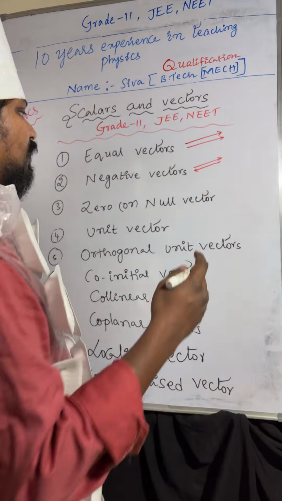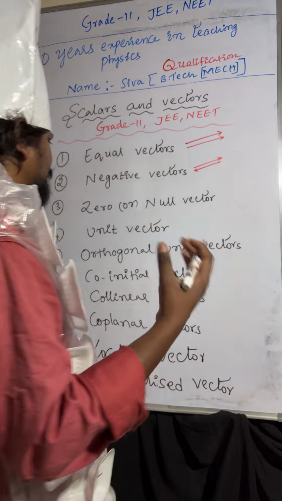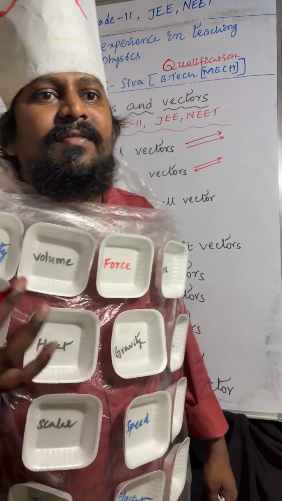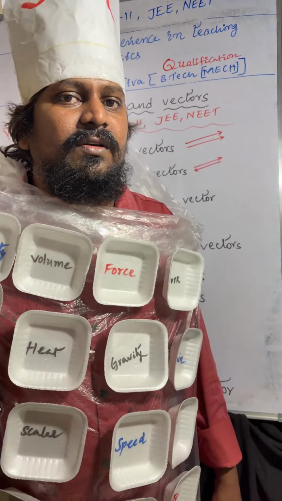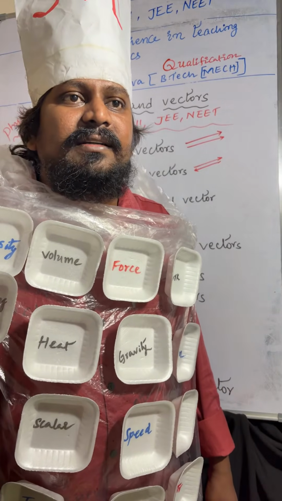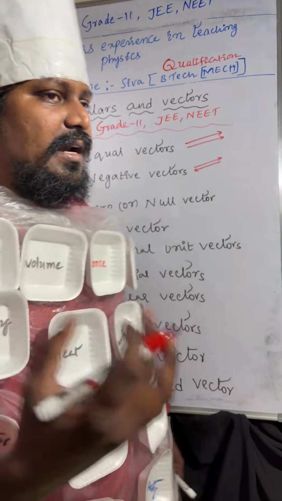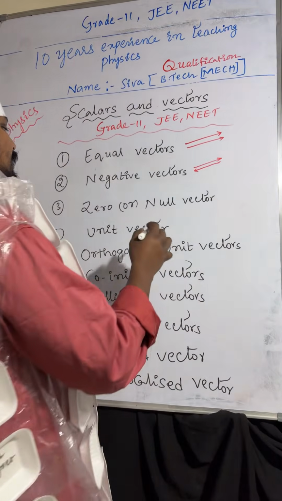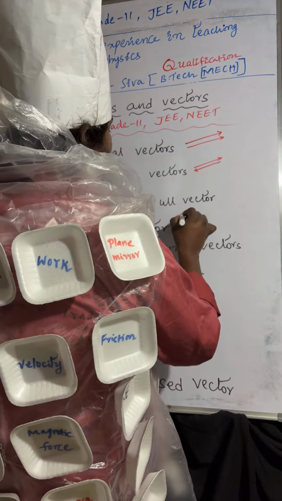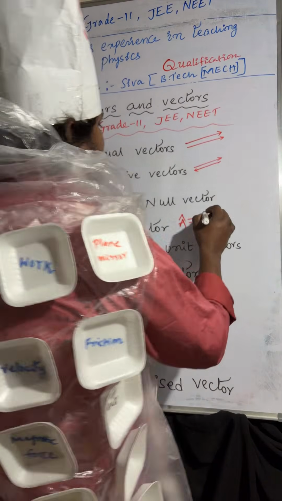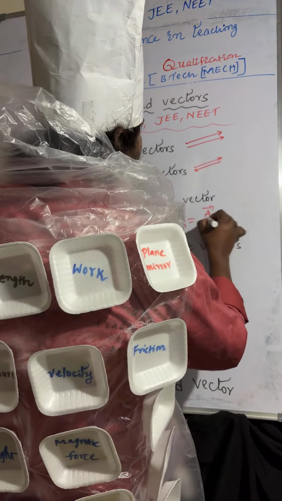And coming to the zero vector. The vector whose magnitude is 0, that is called zero vector or null vector. Next one, unit vector. The vector whose magnitude is 1, that is called unit vector.